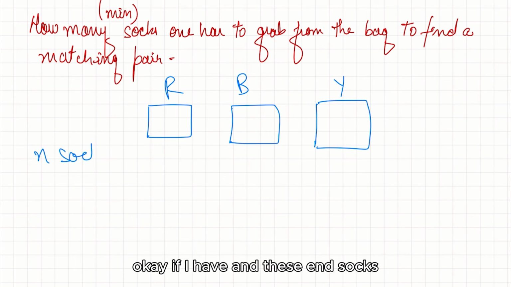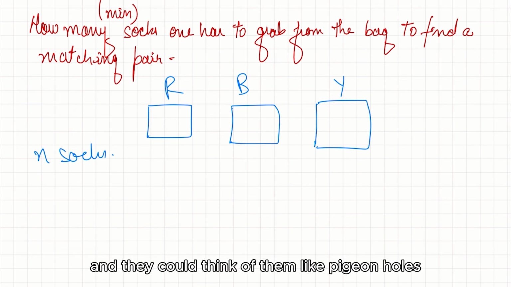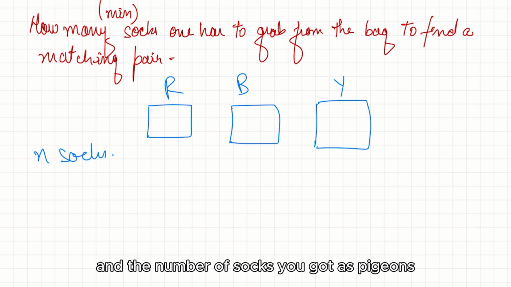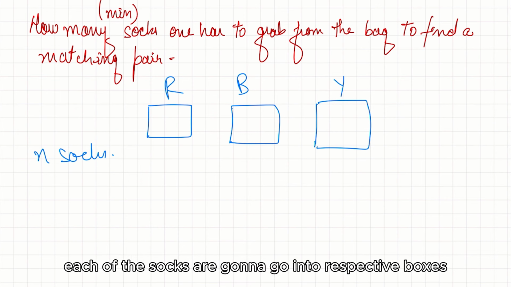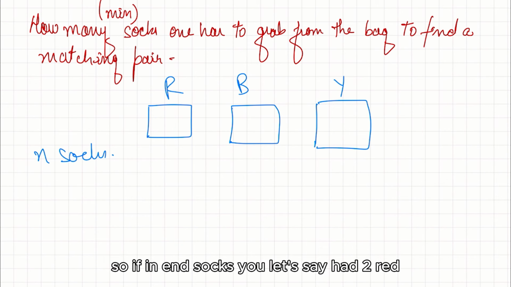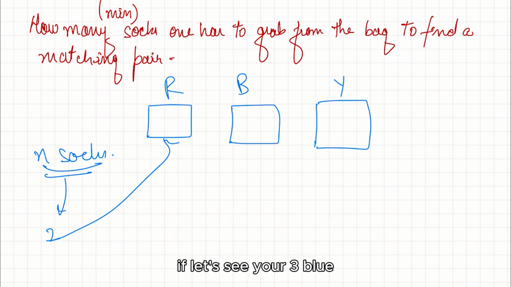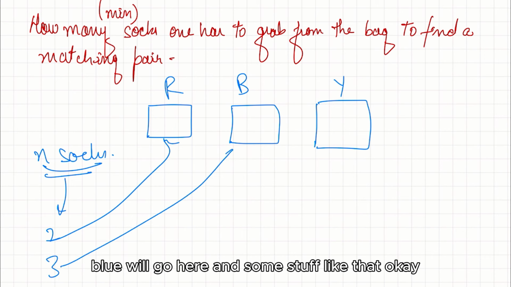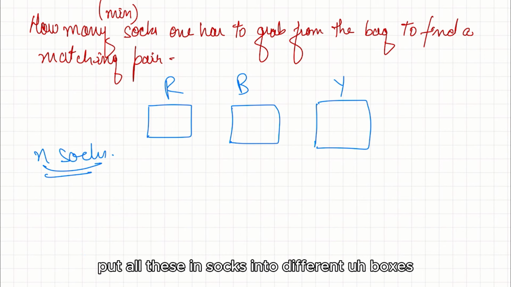Okay, if I have these N socks, can I use them and put them in these boxes, which are red, blue, and yellow? You could think of them like pigeonholes, and the number of socks you got as pigeons. The only thing now happening is each of these socks is going to go in its respective box. So if in N socks you, let's say, had 2 red, then 2 red will go here. If, let's say, you had 3 blue, blue will go here, and so on. Okay, so we now want to put all these N socks in these different boxes.